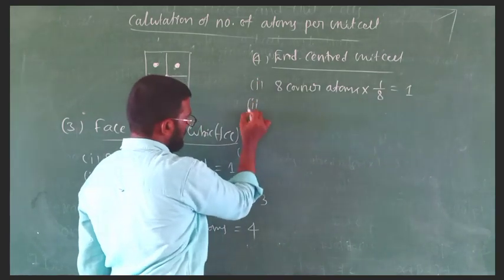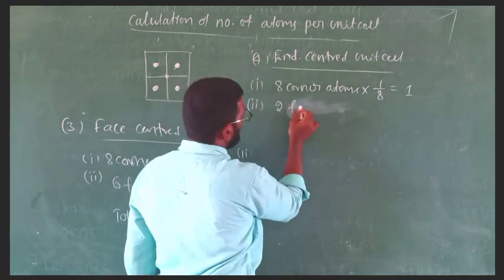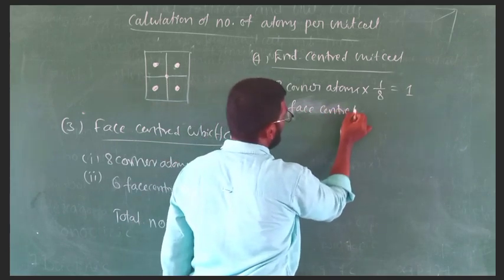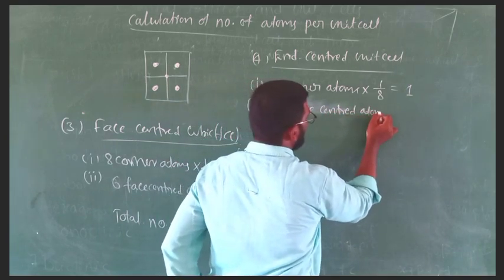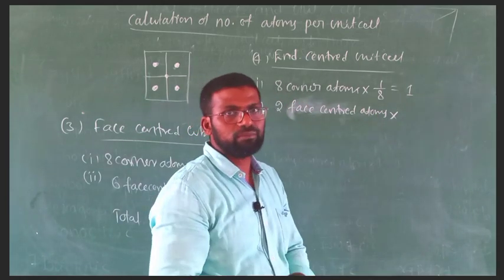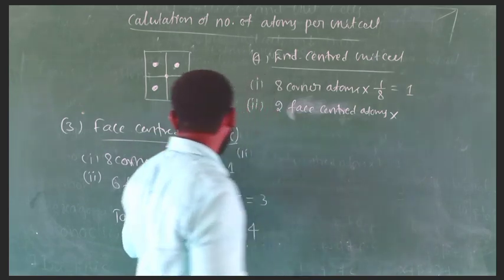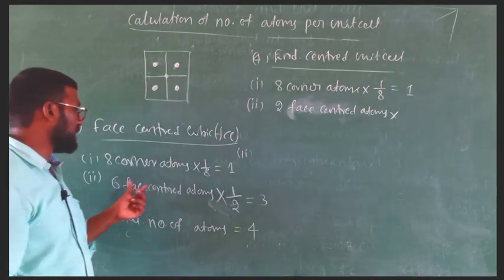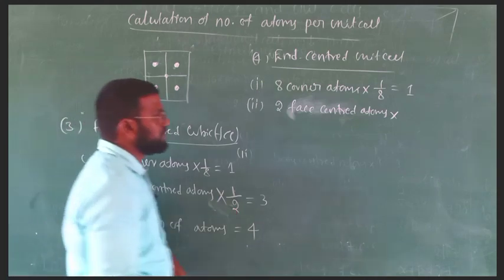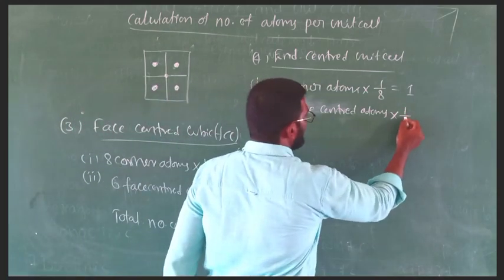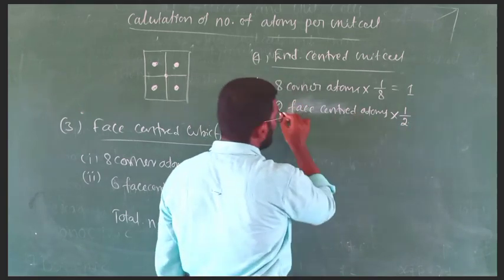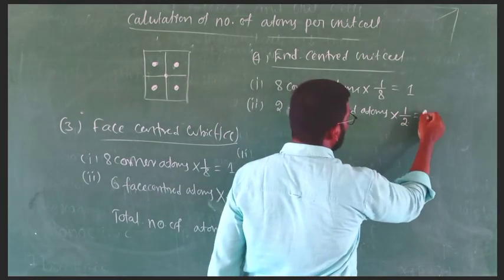Next, second point, there are 2 face centered atoms. What is the contribution of a face centered atom? Just as in FCC we have discussed, the atom which is at the face will be shared by 2 unit cells. That is, each atom is shared by 2 unit cells. That is 1 by 2. 2 into 1 by 2, the 2 get cancelled. That is equal to 1.